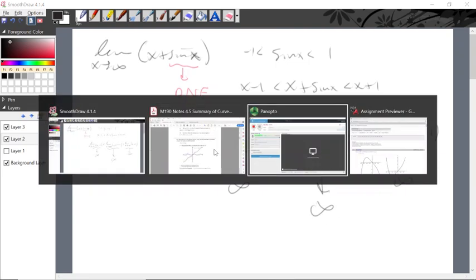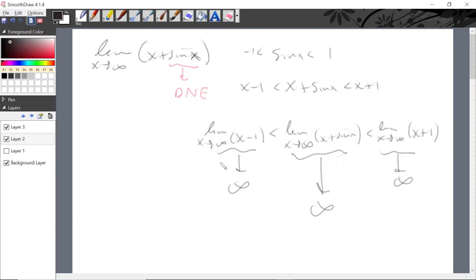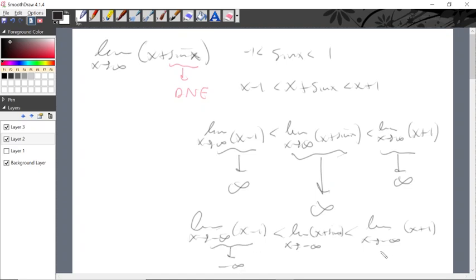And then if we went to negative infinity, by the way, if we took the limit as x goes to negative infinity of x minus 1 and of x plus 1, then our limit as x goes to negative infinity of our function is bounded between those two as well. These are each going to negative infinity. So therefore our function is going to negative infinity as x goes to negative infinity as well.